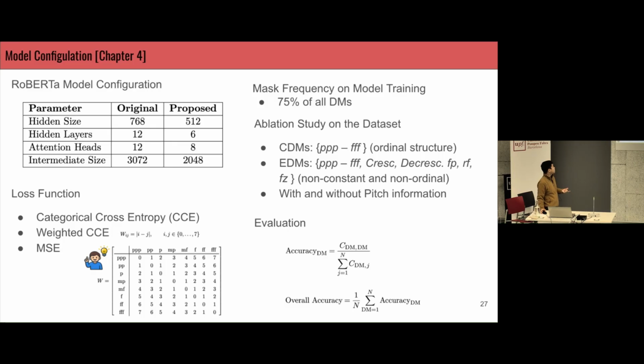Hidden size is 512, hidden layers 6, and so on. I tested smaller models, but they did not work as well as this configuration.